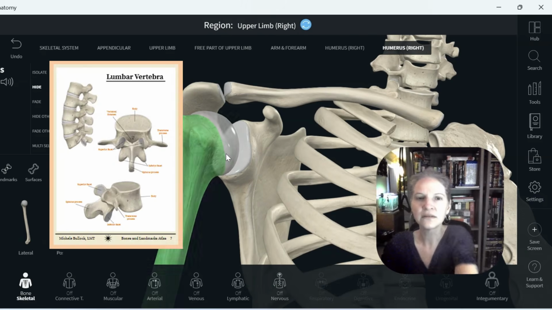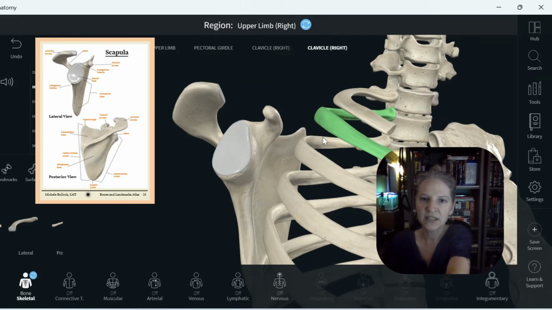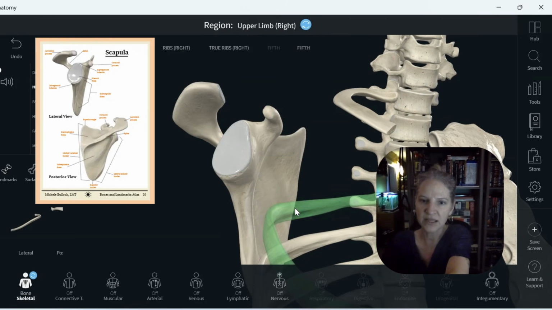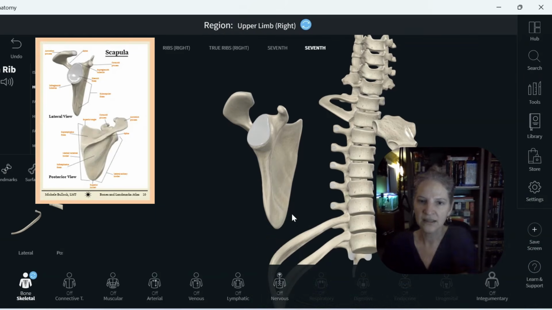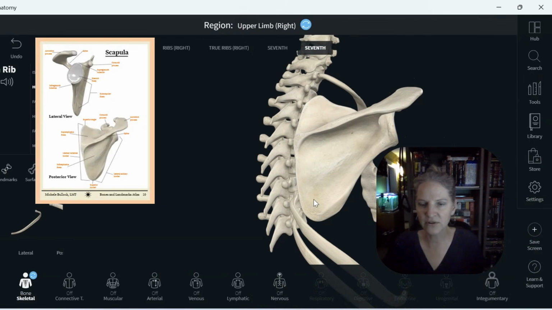Humerus. Okay. Take away that. Take away the humerus. Take away the clavicle. I'm going to take these ribs off so we can get a better look at the scapula. Okay. All right. So here we are with a lateral view.